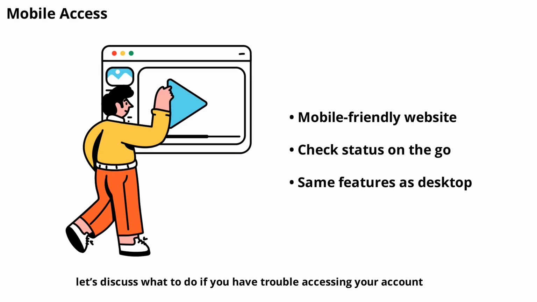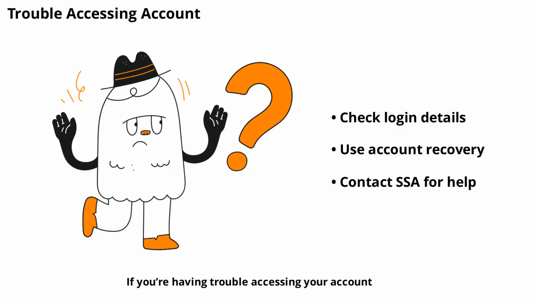Next, let's discuss what to do if you have trouble accessing your account. If you're having trouble accessing your account, double-check that you're using the correct username and password. If you're still locked out, use the account recovery options or contact the SSA for help. There's a dedicated support section on the SSA website with FAQs and contact information. Don't hesitate to reach out if you need assistance.